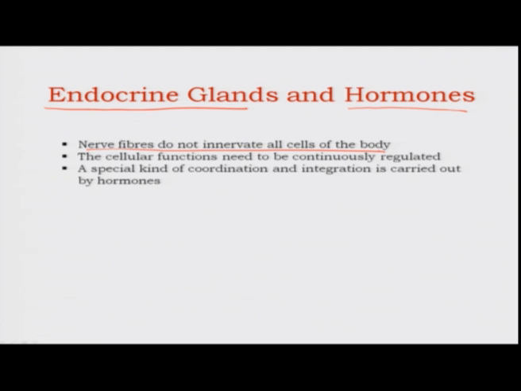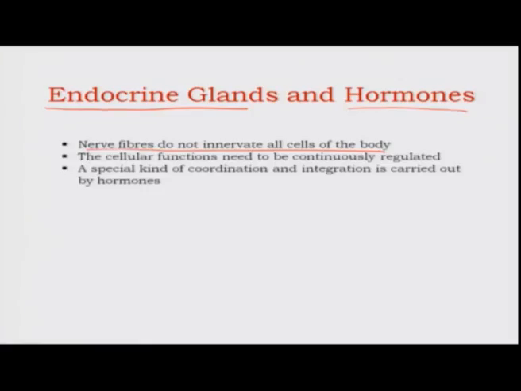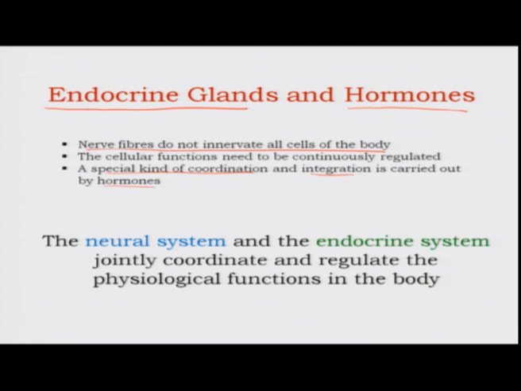In order to regulate these cellular functions in different organs situated all over the body, you need another special kind of system. This special system for coordination and integration is the hormonal system, and the products of the endocrine glands are the hormones. Classically, hormones have been defined as the product of the endocrine glands, and we will come to know more details in today's lecture.